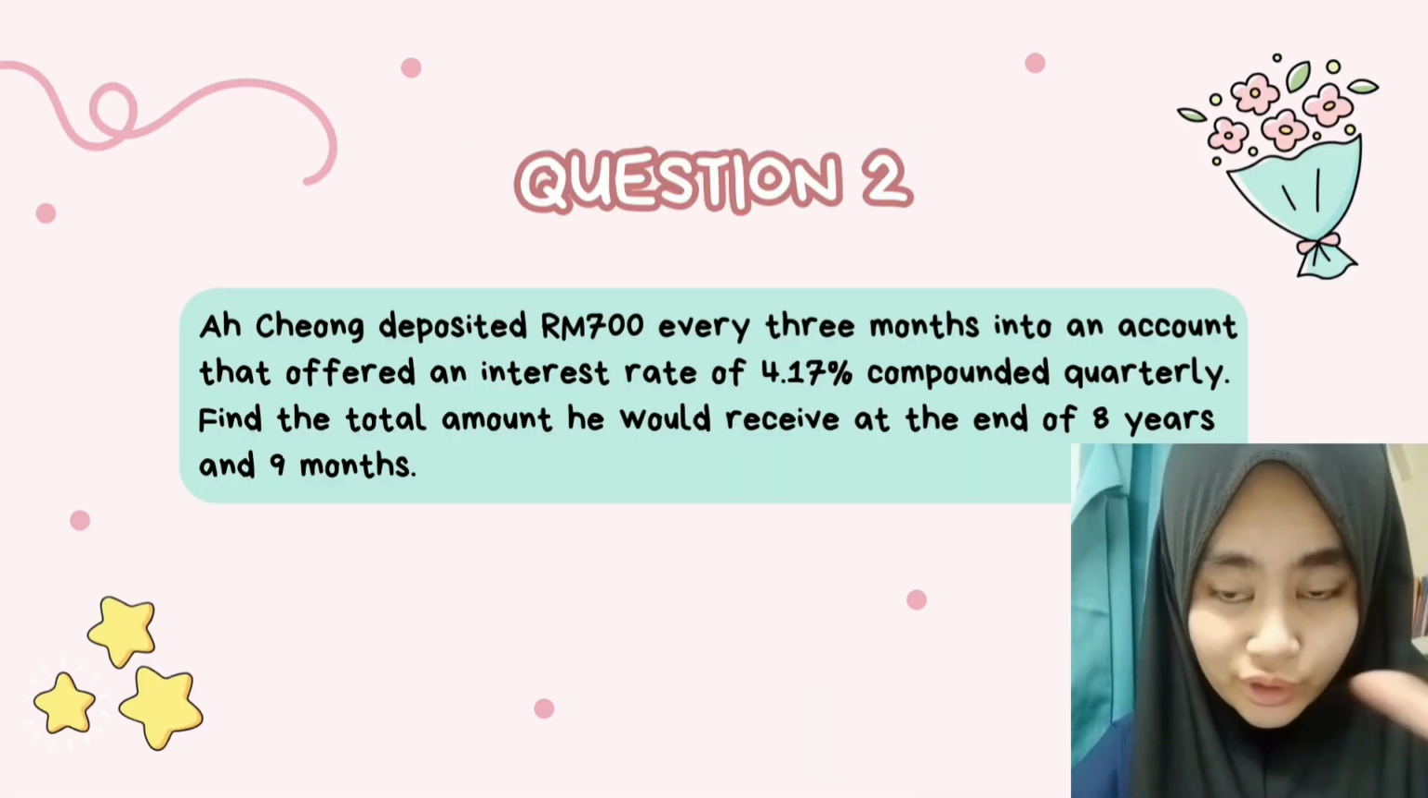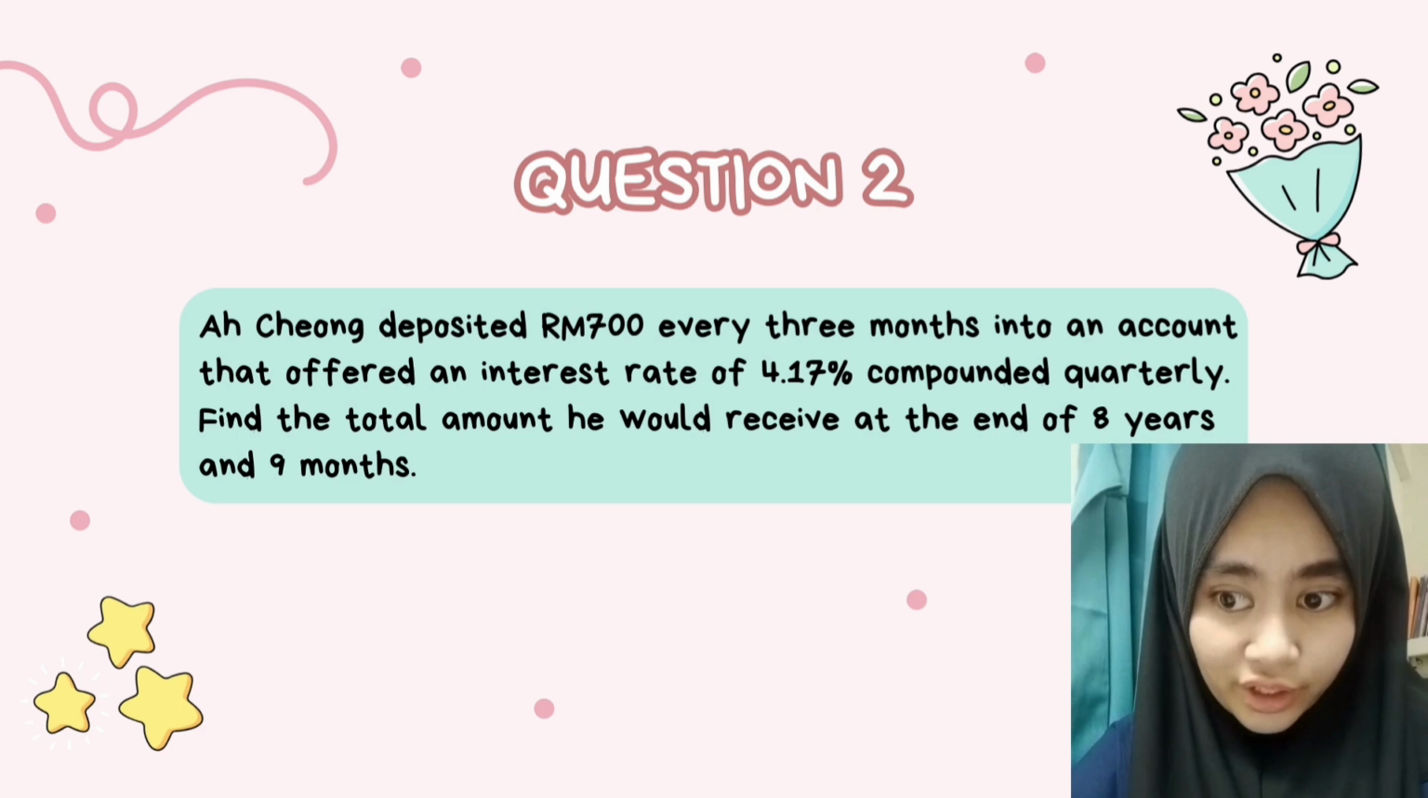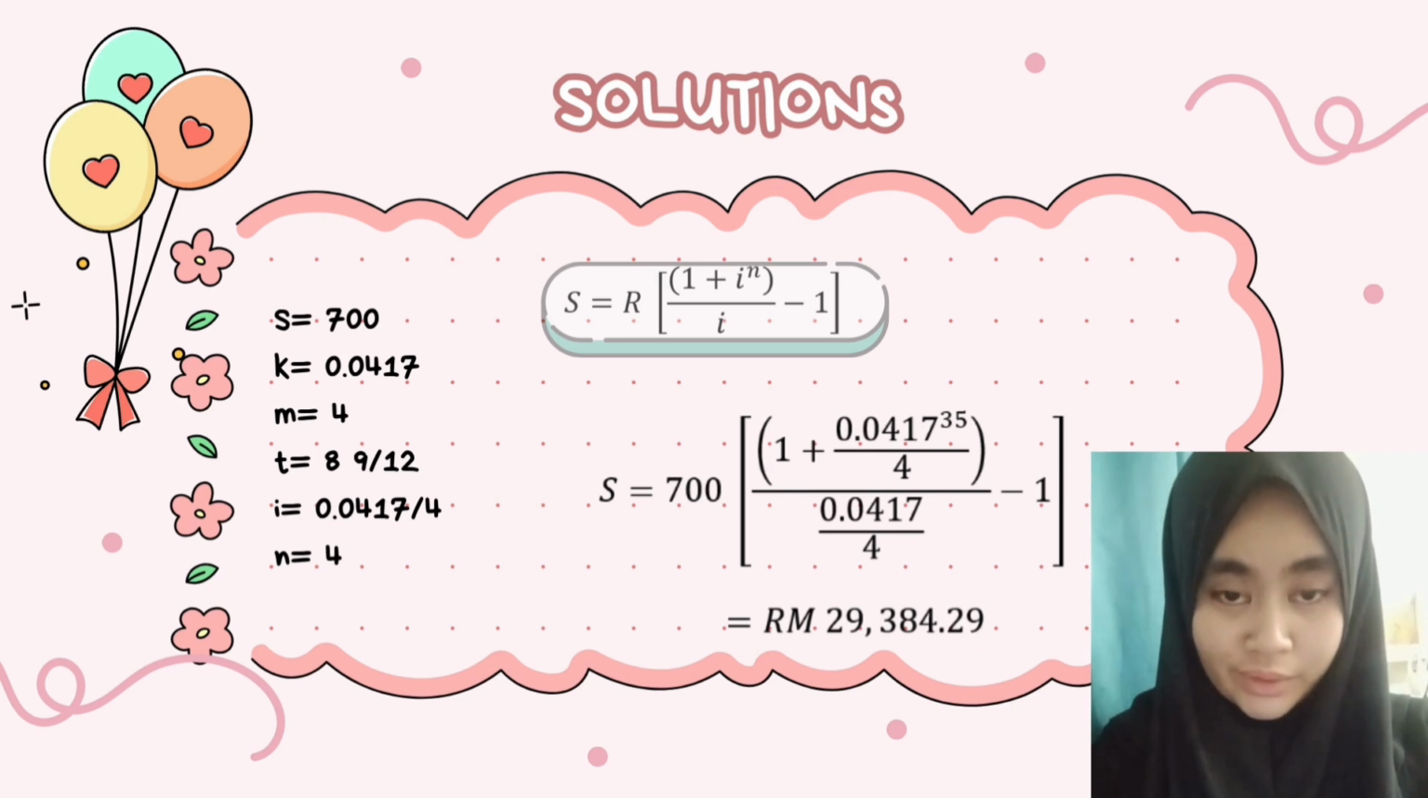Now let's move on to question 2. A term deposit earns 700 every 3 months into an account that offered an interest rate of 4.70% compounded quarterly. Find the total amount he received at the end of 8 years and 9 months. Okay, I will reveal the solution for this question.